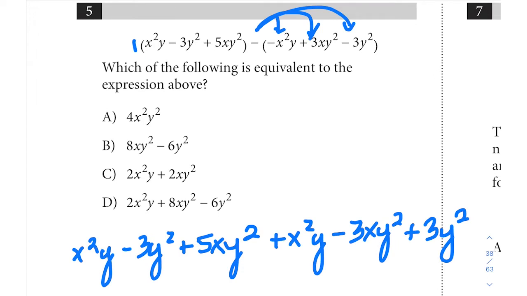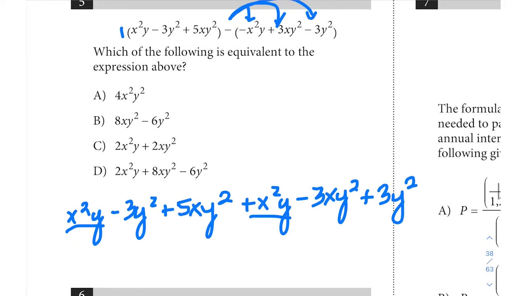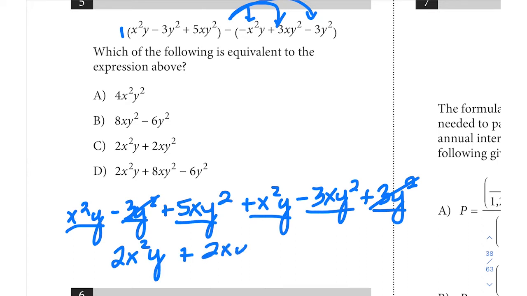So here, x squared y and x squared y, when we're adding those together, will give us a 2x squared y. Negative 3y squared and positive 3y squared, those cancel out. And then lastly, 5xy squared minus 3xy squared will leave us with a positive 2xy squared.